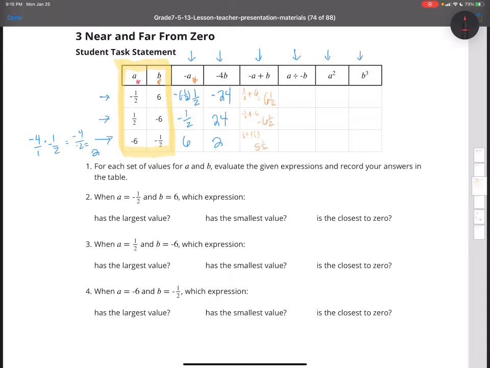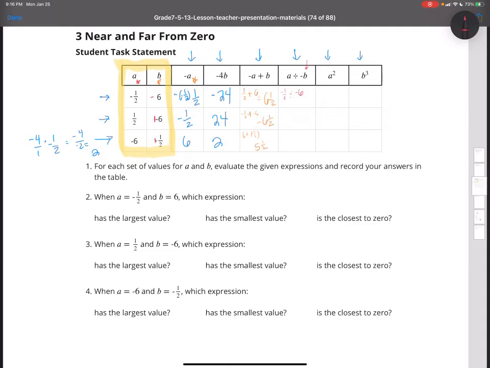So I'm going to annotate in red, making it negative. Keep in mind that even though it's saying negative B, it's technically asking us for the opposite. So in red, it'll be a negative 6. This one will be a positive 6. This one will be a positive 1/2. Okay, so we're dividing. In this case, it'd be negative 1/2 divided by negative 6.